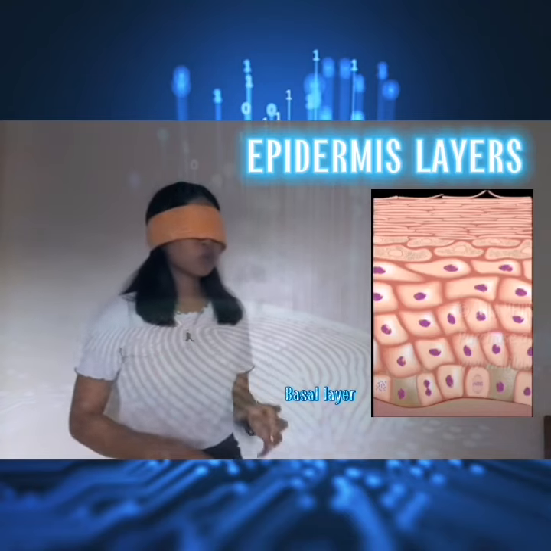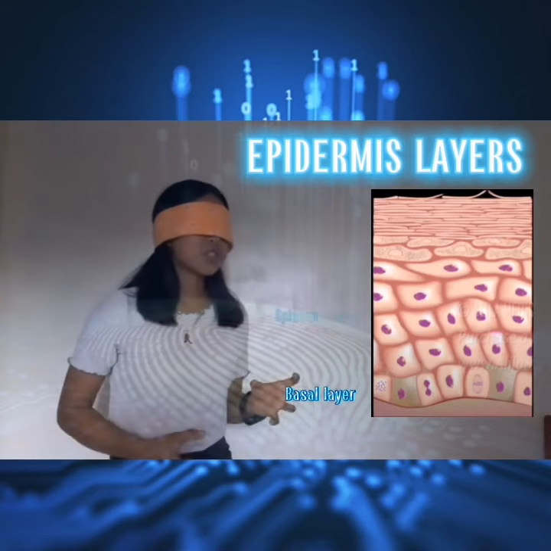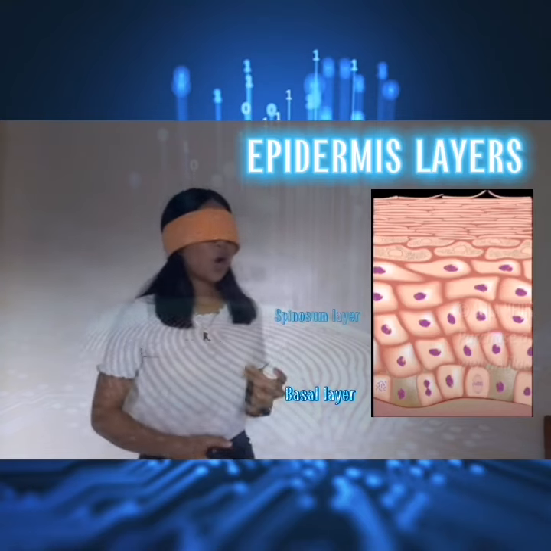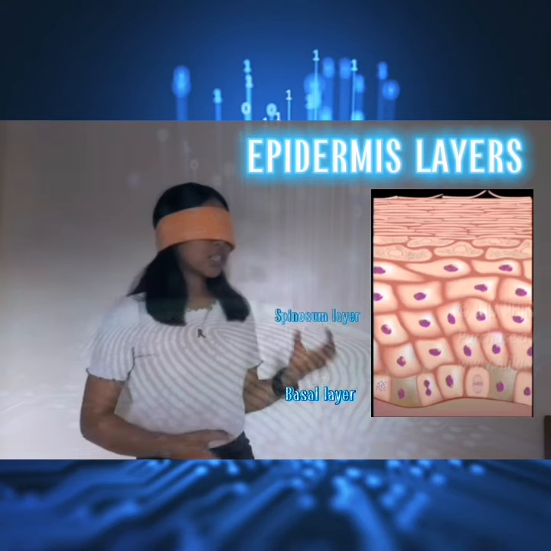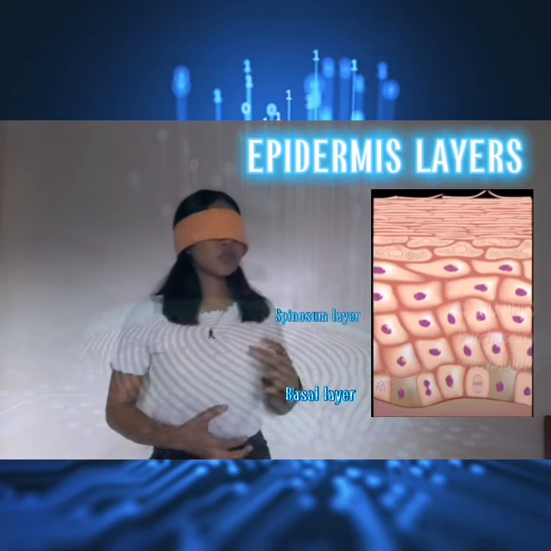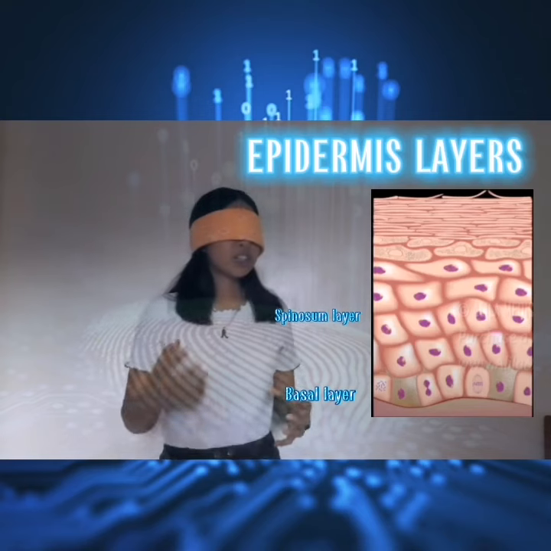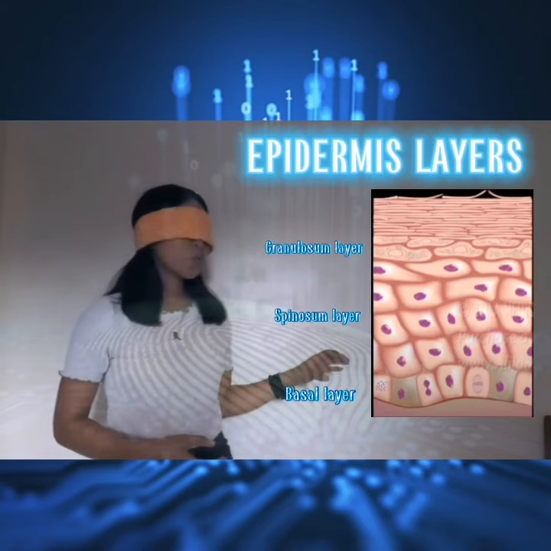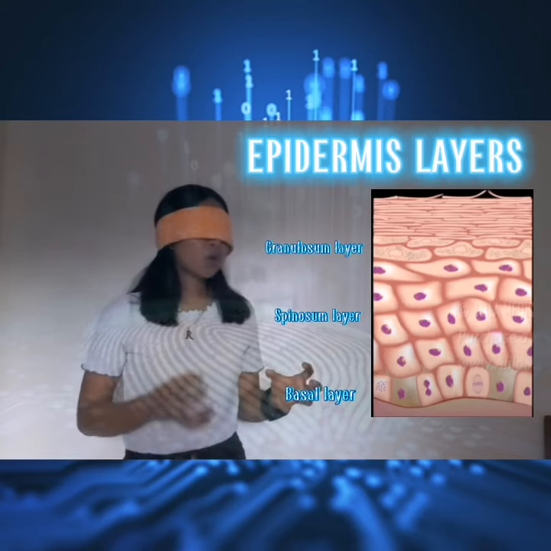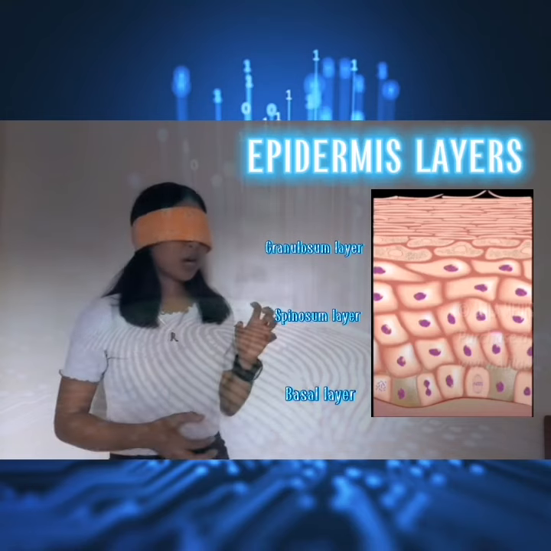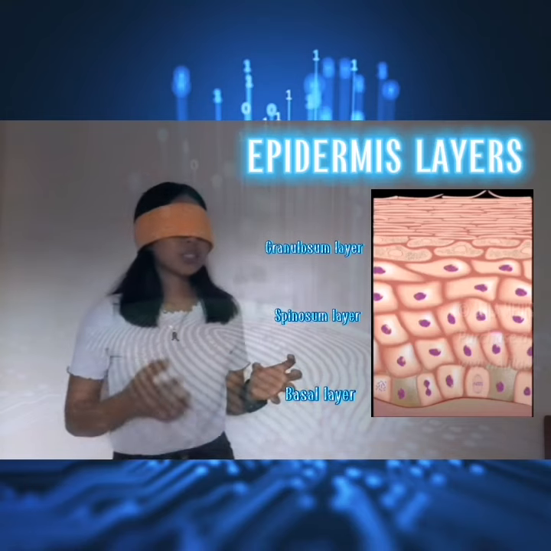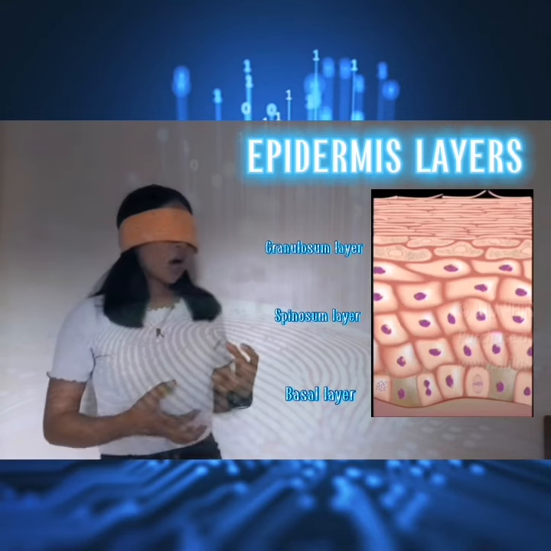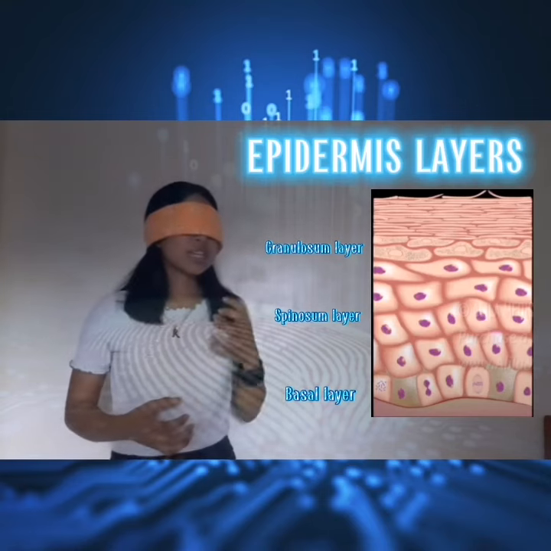Next is the stratum spinosum layer. It is characterized by the presence of abundant desmosomes which connect keratin filaments of adjacent cells, anchoring them together and providing resistance to physical stress. Next is the stratum granulosum. It is loaded with keratohyalin granules, which release several substances that cross-link keratin filaments, converting them into an impermeable keratin matrix.